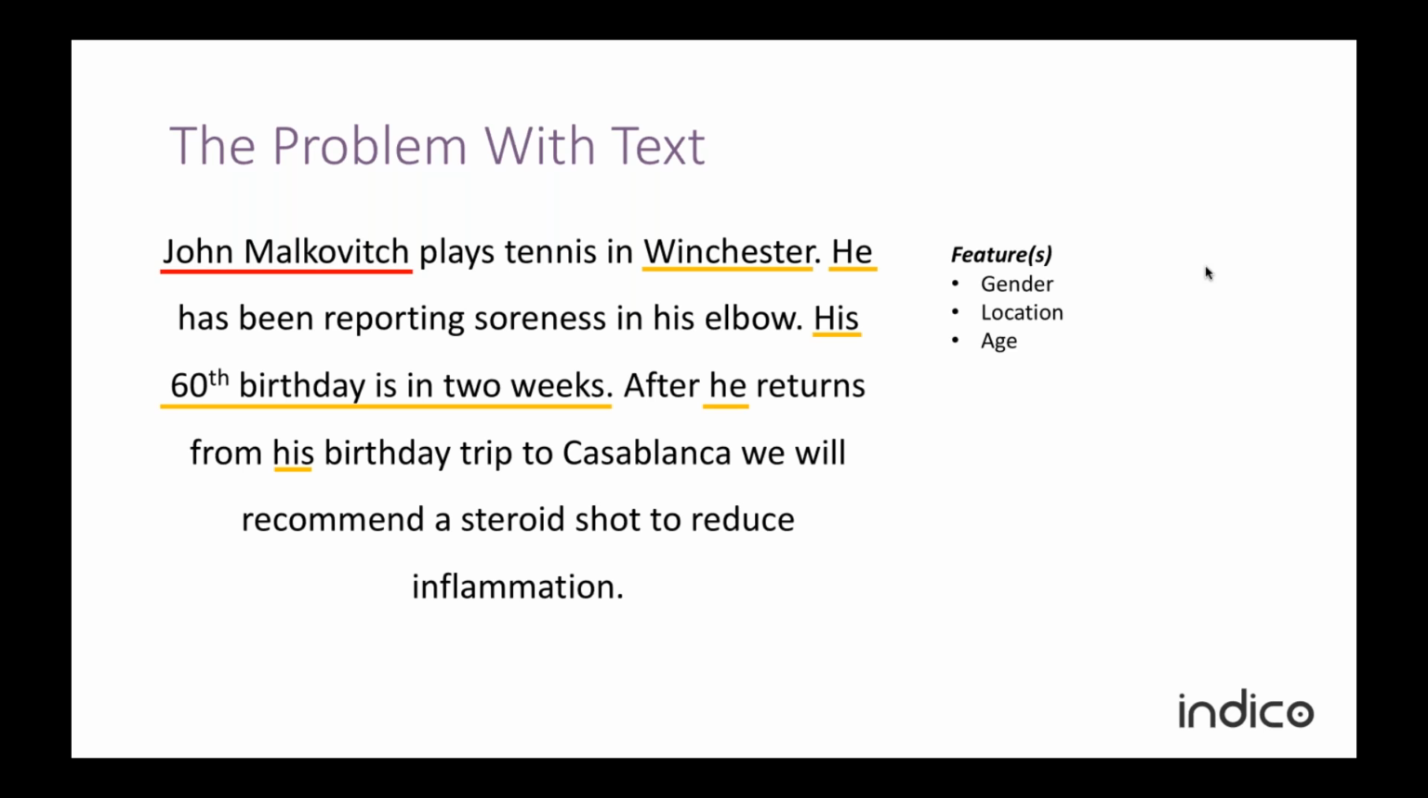So, John Malkovich plays tennis in Winchester. Based on these yellow underlined sections, we know that John Malkovich, we know the gender, we know the particular location where he lives, as well as an approximate age. And this is where we start getting into some of the more complex aspects of feature engineering, especially in a traditional NLP context. You might still use a TF-IDF vector. Again, a TF-IDF vector is the hammer that fits all nails in a traditional NLP context.